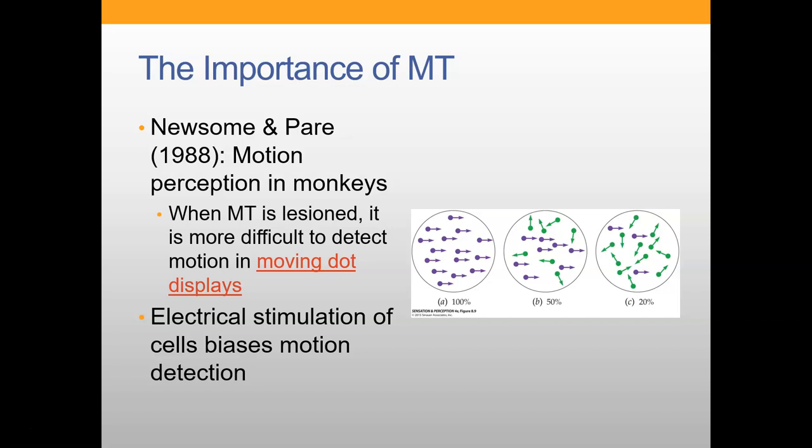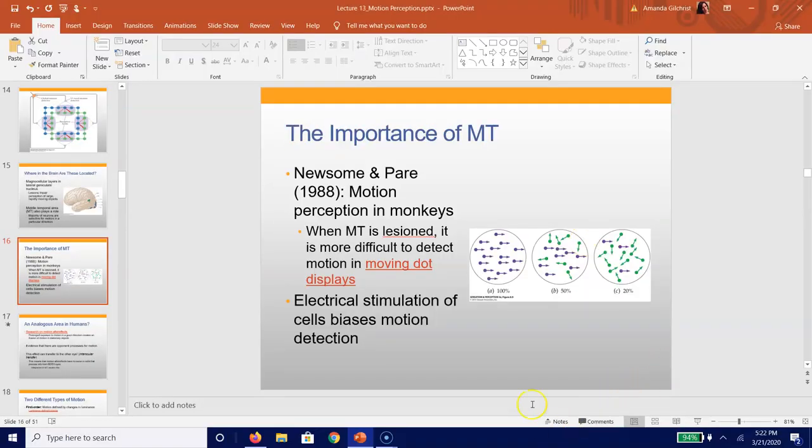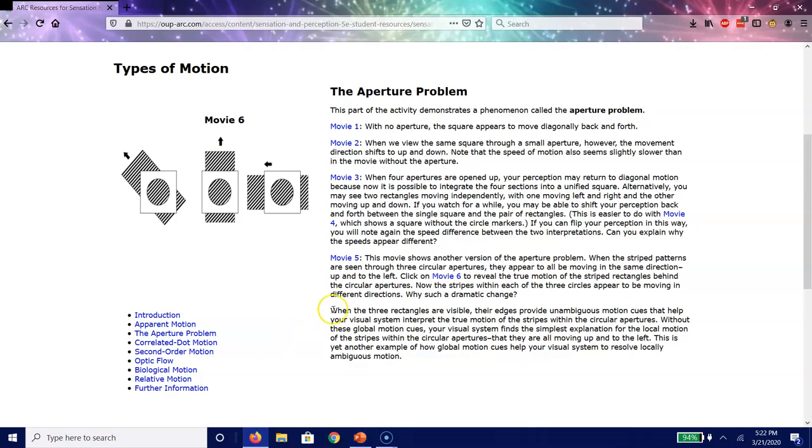Newsome and Pare in 1988 looked at motion perception in monkeys. What they looked at were moving dot displays that have a certain amount of correlation in direction of motion. If we have 100% correlation in these dot displays, they're all going to move in the exact same direction. If we have 50%, about 50% of the dots are moving in the same direction. If we have 20%, only 20% of the dots are. And really quick, I can show you an example of what this looks like.